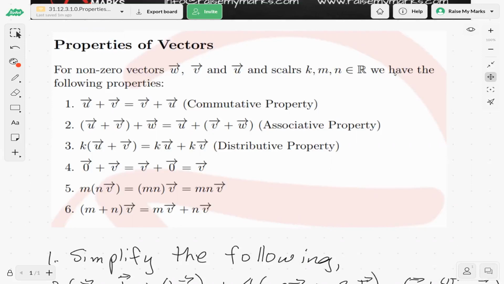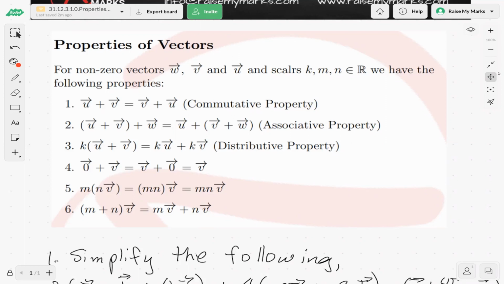So we have this commutative property. u plus v equals v plus u. We have the associative property. If we add u and v together first, then w, it's the same as adding v and w together and then adding u. We have the distributive property. Here we have the scalar k. So k times the bracket u plus v equals k times u plus k times v.